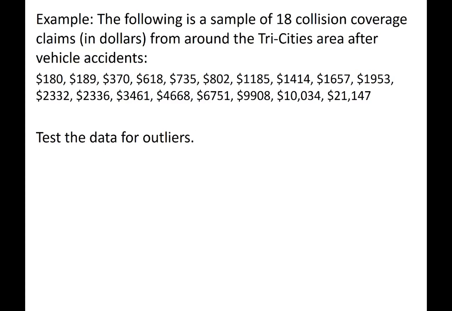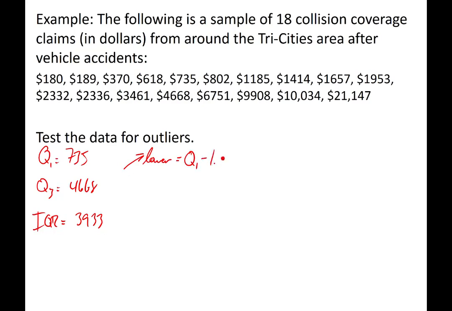So in our case, we got Q1, right? It was 735. And we got Q3, it was 4668. And we just calculated the IQR. Was it 3933? Yeah. Okay. So then we're going to take that, and we'll get a lower bound by going from Q1 down 1.5 IQRs. So we're going to go from 735 minus 1.5 times 3933. I was making numbers up before.